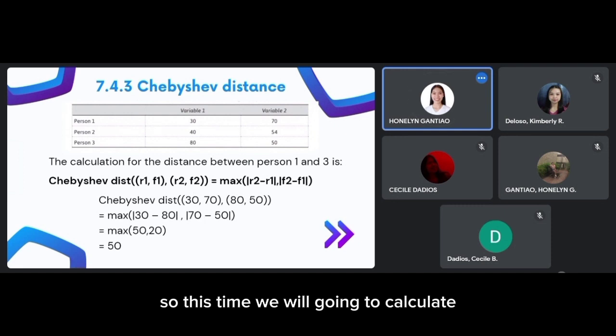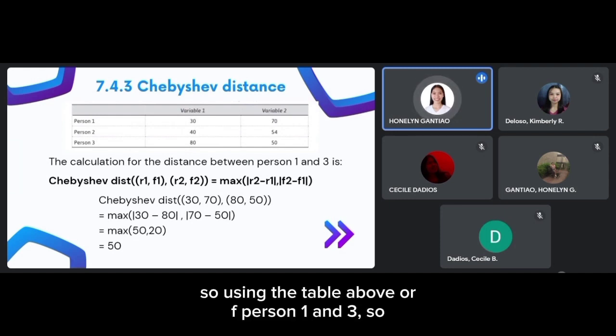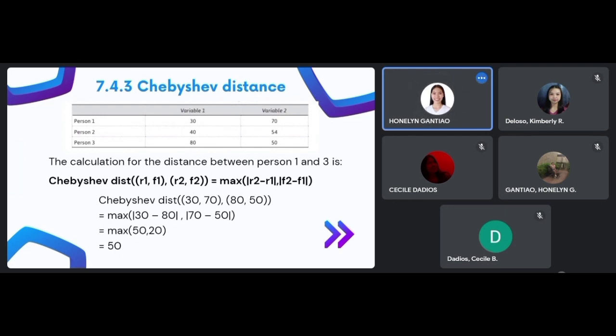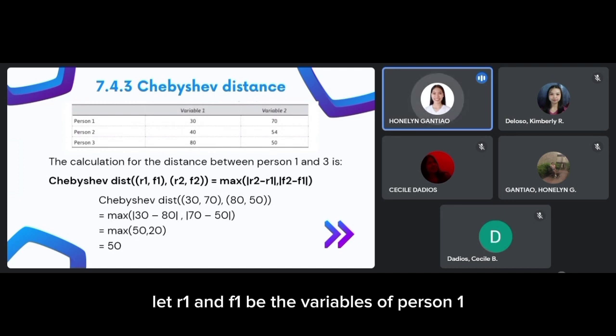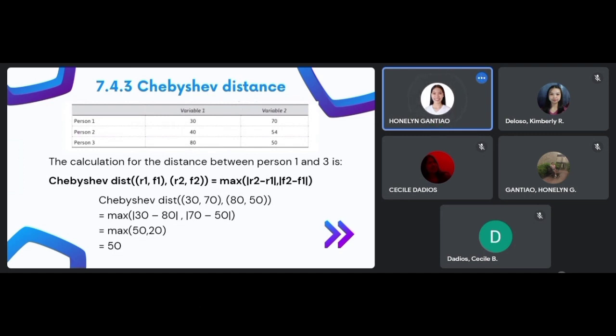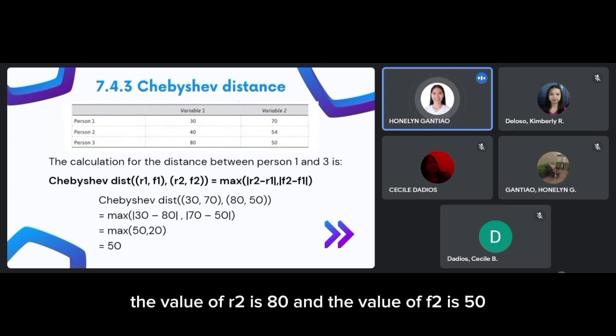So this time we are going to calculate for person 1 and 3. Using the table above of person 1 and 3, let R1 and F1 be the variables of person 1 and R2 and F2 the variables of person 3. The value of R1 is 30 and the value of F1 is 70, the value of R2 is 80 and the value of F2 is 50.